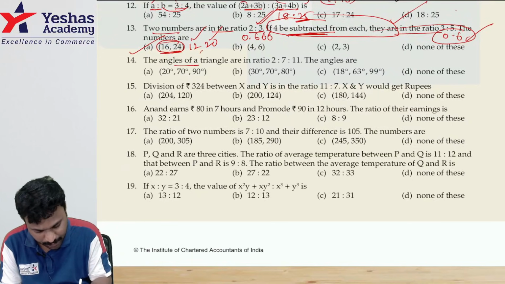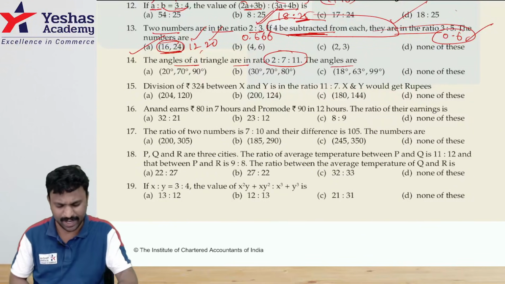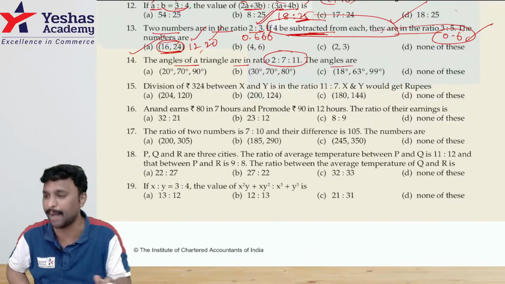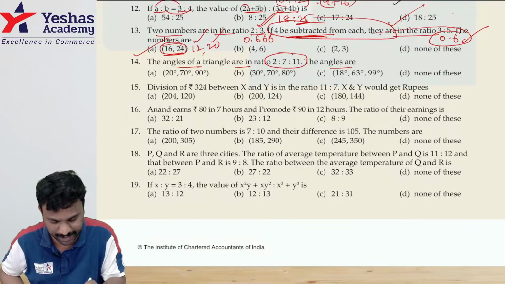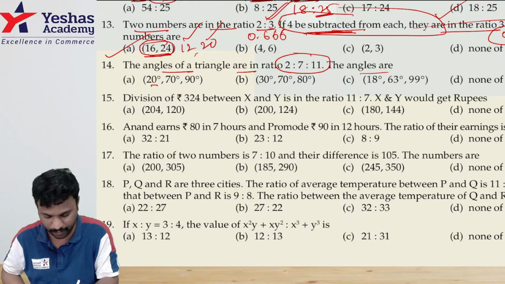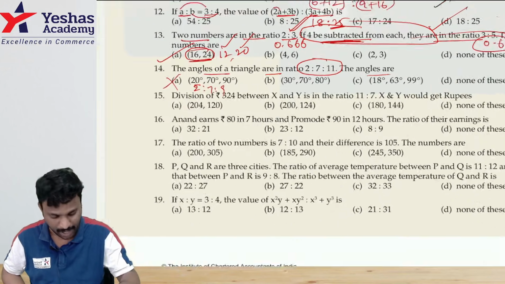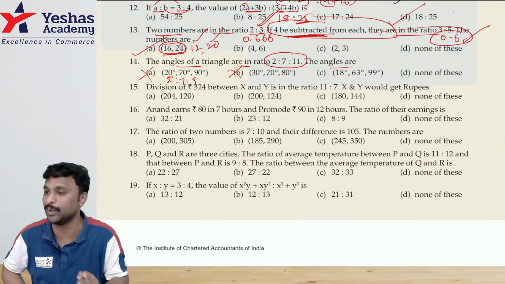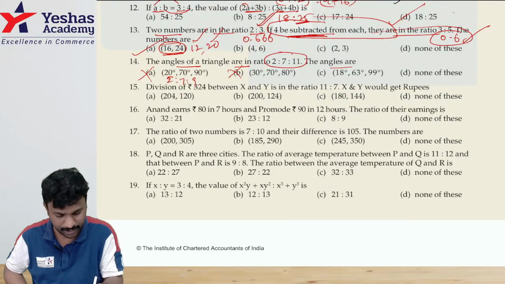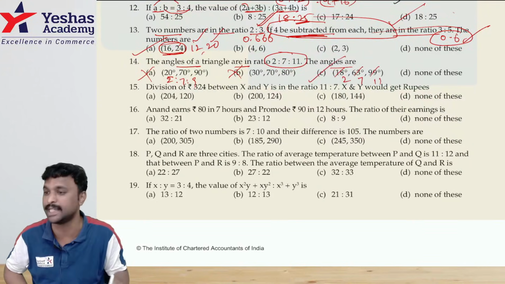Guys, the angles of a triangle are in the ratio 2:7:11, right? So where are the options, guys? You can do it by option hitting. Definitely it is 2:7. If I take the ratio of 20, 70 and 90, it is 2:7:9. It is not 2:7:11. How about this? 9 2s are 18, 9 7s are 63, 9 11s are 99. So option C is the right answer.